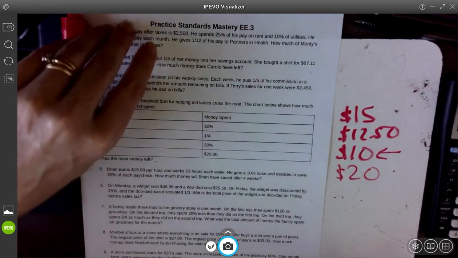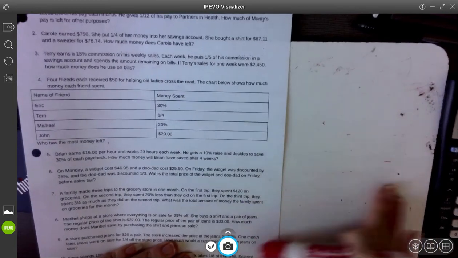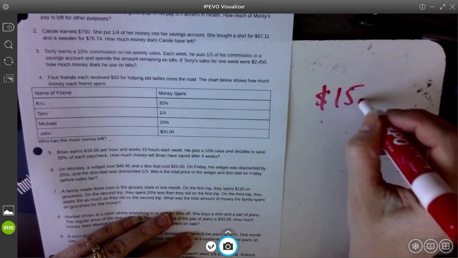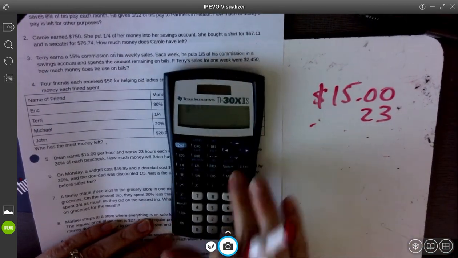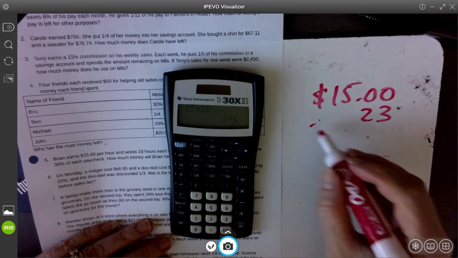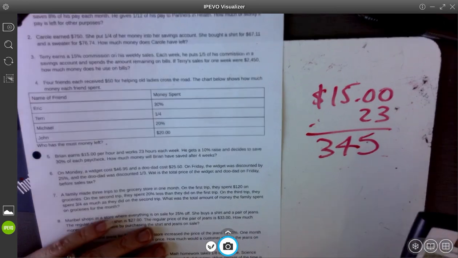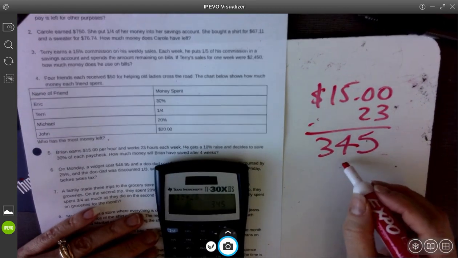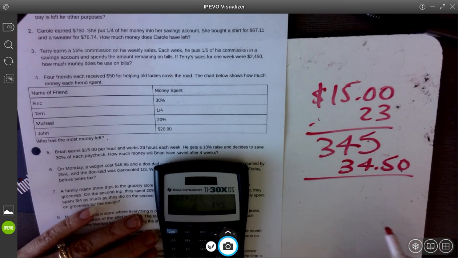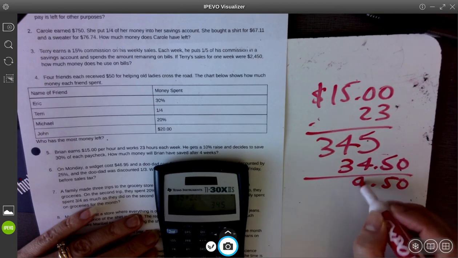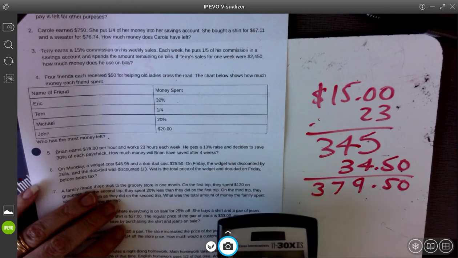That's Michael. All right. Brian earns $15 per hour and works 23 hours each week. So $15 an hour times 23 hours a week. So 15 times 23 gives me $345. He gets a 10% raise. All right. I know 10% is just move the decimal over. So he gets $34.50 extra. So he gets $379.50 per week.